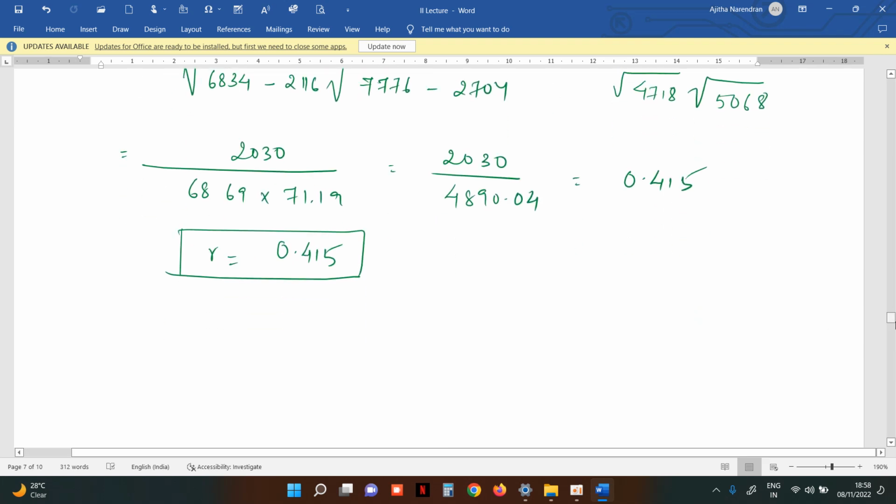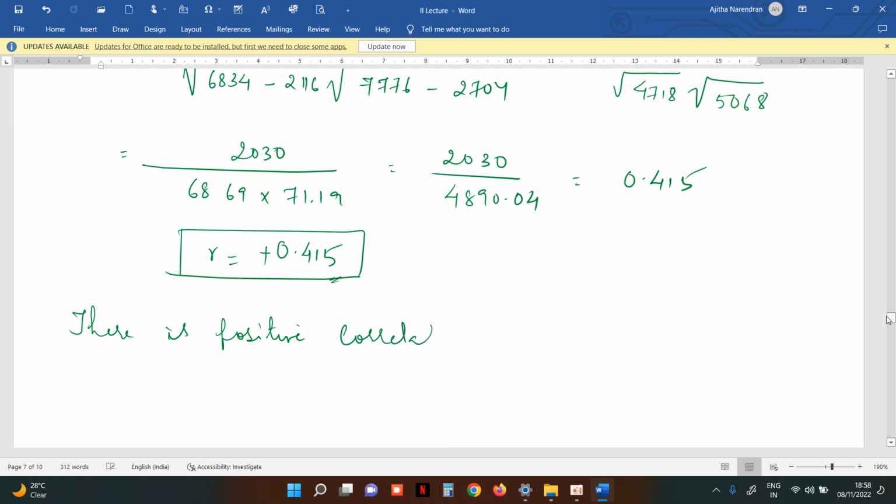So what will be your conclusion? The conclusion will be that this answer is in plus, so we are not going to give high degree or low degree because it is average, it is nearing about 0.50. There is positive correlation between age and intelligence test score. This will be your interpretation in case of this grouped frequency distribution.